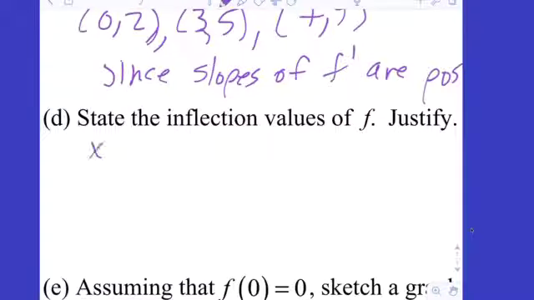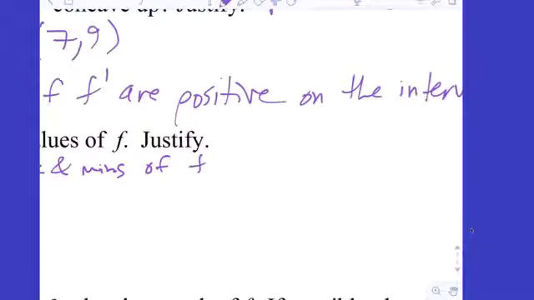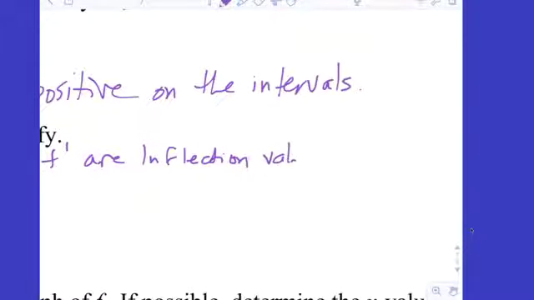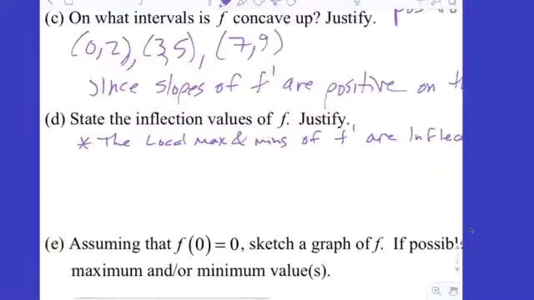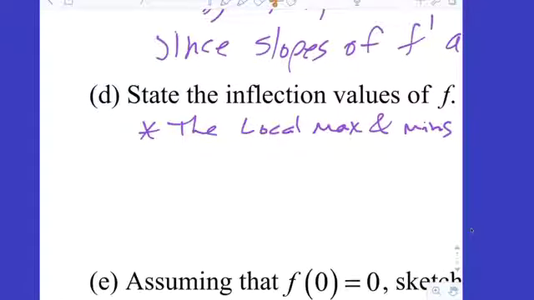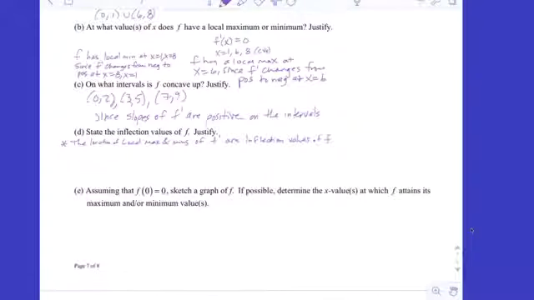So let's just write that out right here. The local max and mins of F prime are the inflection values of F. I guess I should say not the local max and mins, the location of, that's better. The max and mins are the Y values. The location of the local max and mins are the inflection values for F.